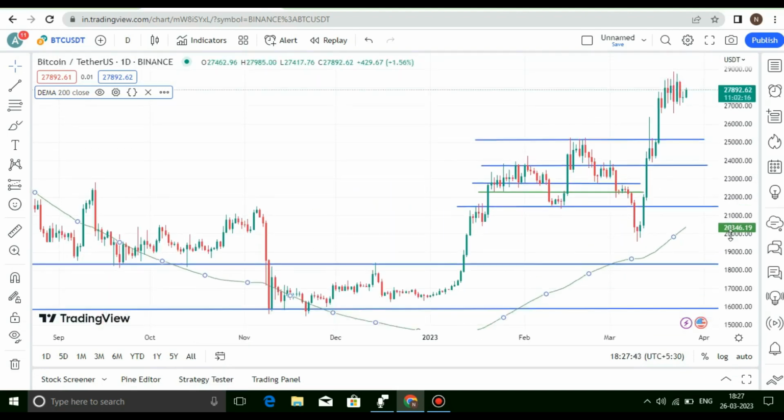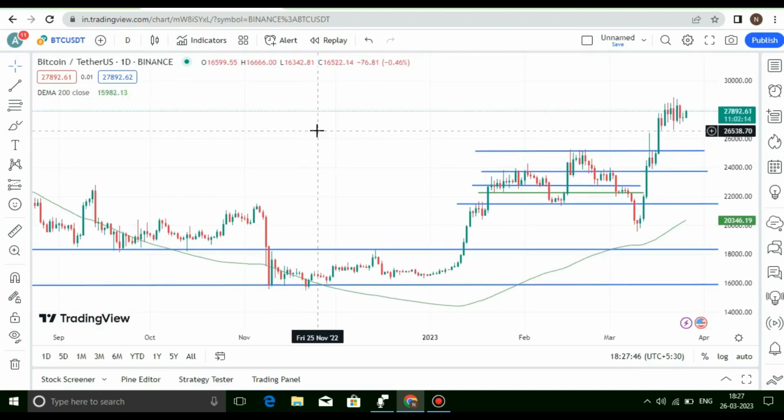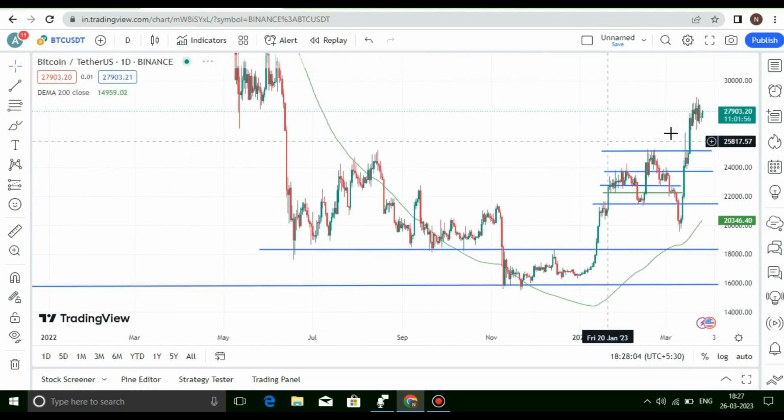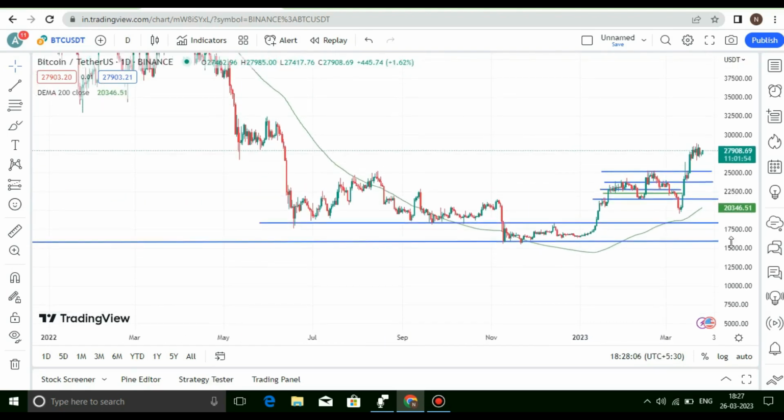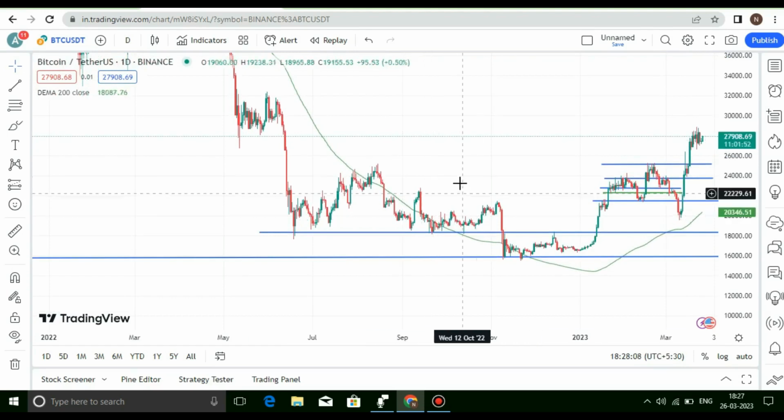This green color line is shifted like this, and you can see that the 9-day double exponential moving average was more sensitive. Ups and downs were happening more frequently in the 9-day double exponential moving average, and in the 200-day double exponential moving average, the ups and downs are not happening that frequently. So this is the average price of the 200-day.